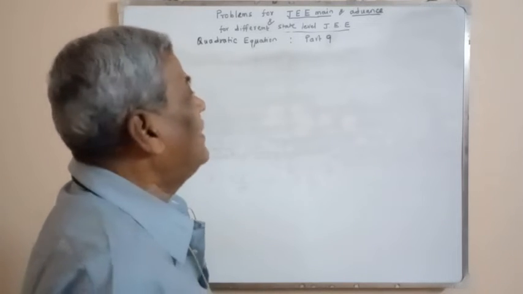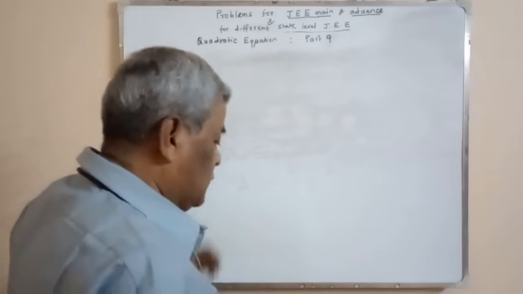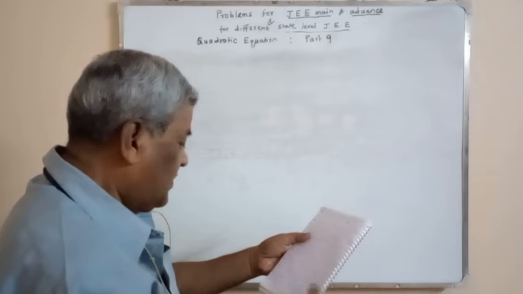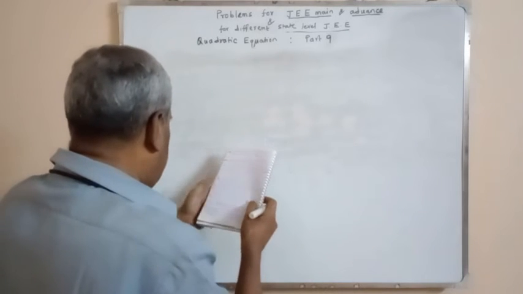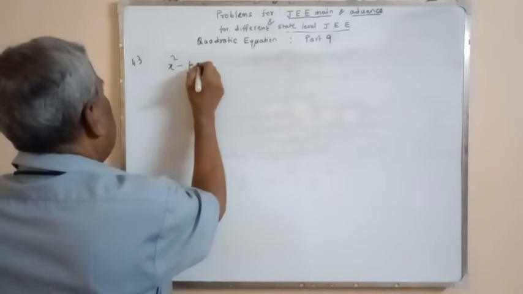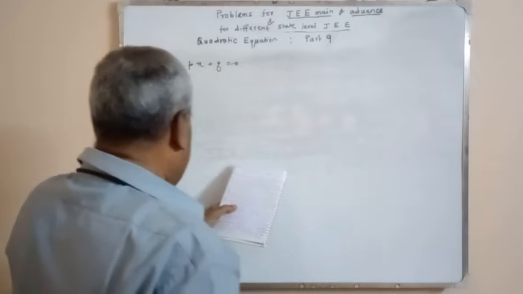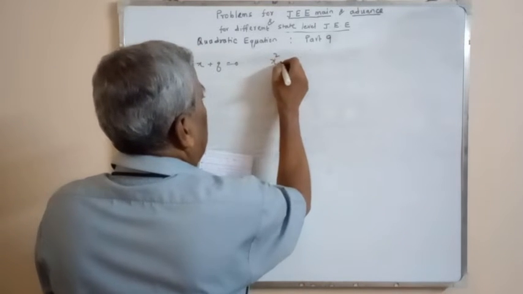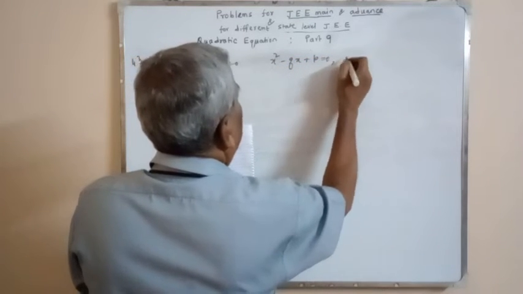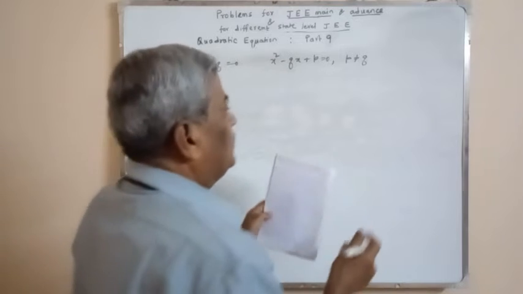Today is part 9 of the chapter Theory of Quadratic Equation, and the problem number is 43. The problem is: the difference of the roots of x square minus px plus q is equal to 0 is the same as that of x square minus qx plus p is equal to 0, p not equal to q. Then which one is true?